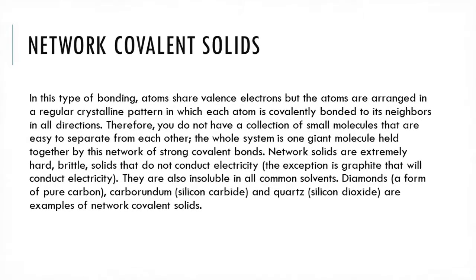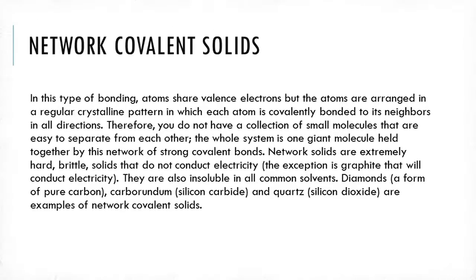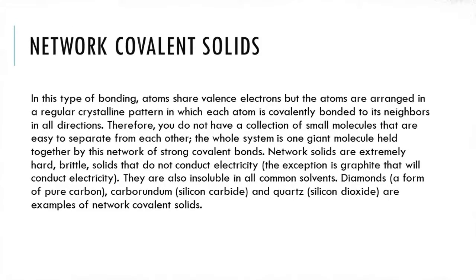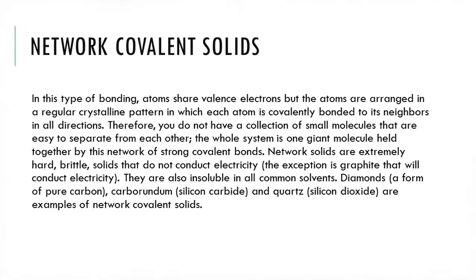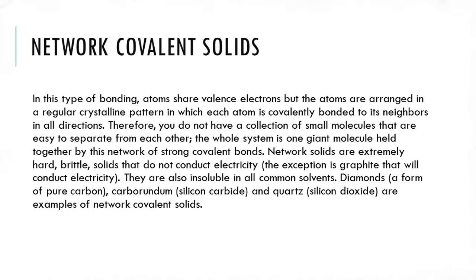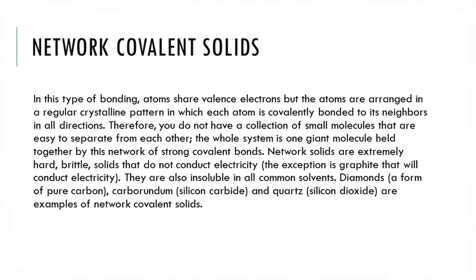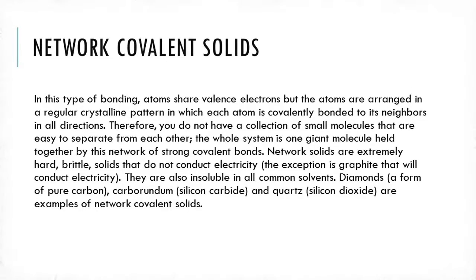The final type of compound that we look at in this course is called a network covalent solid. In this type of bond, atoms share valence electrons, but the atoms are arranged in a regular crystalline pattern in which each atom is covalently bonded to its neighbor in all directions. Therefore, you do not have a collection of small molecules that are easily separated from each other, but the whole system is one giant molecule held together by this network of strong covalent bonds.